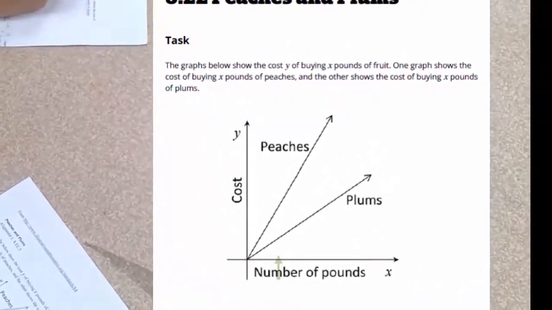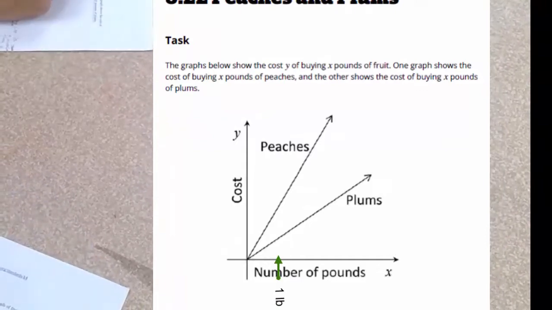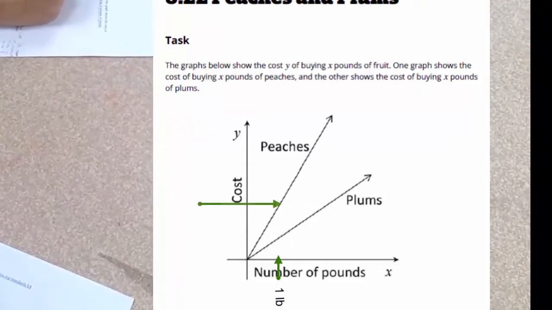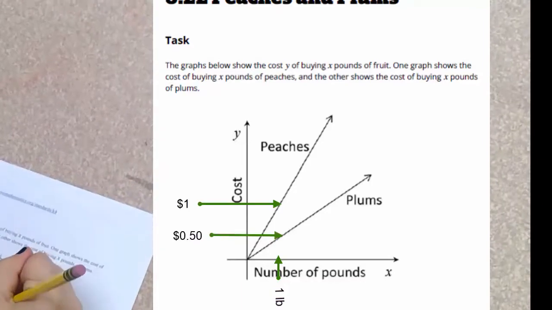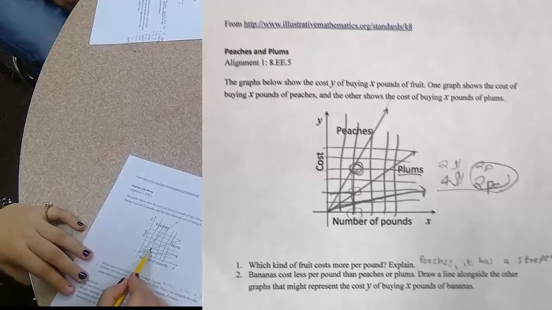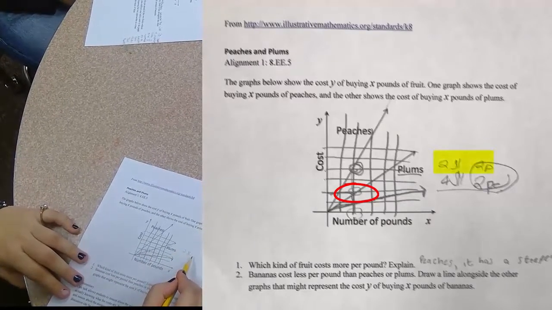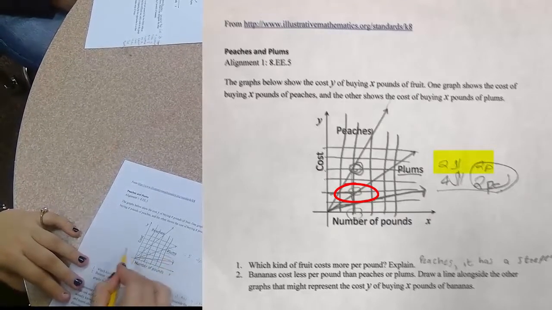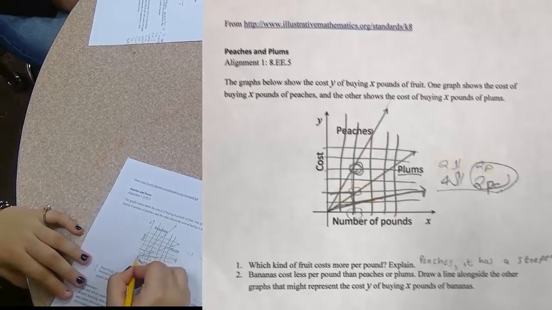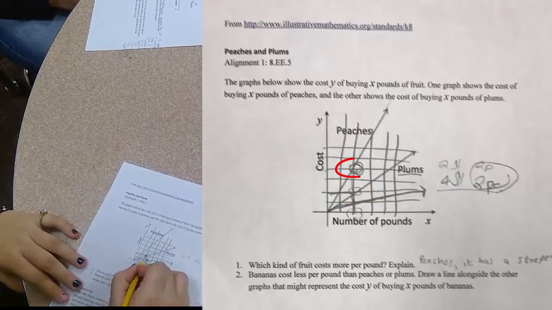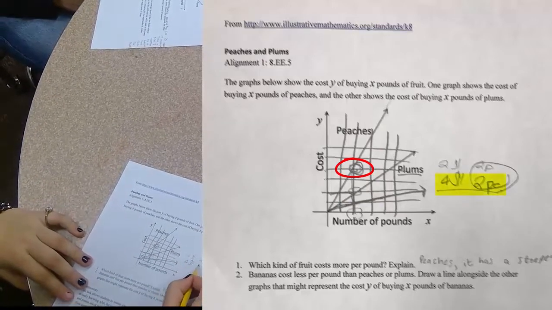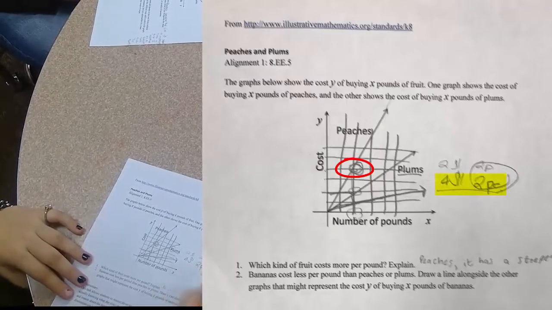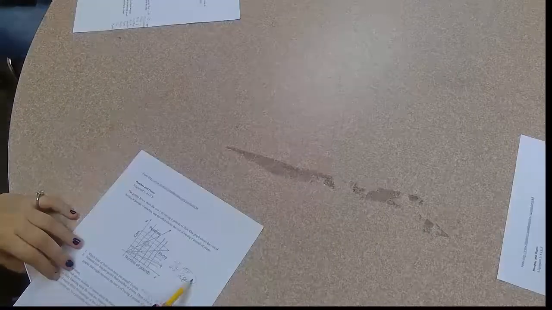So like if this was 1 pound, wait, what is x again? Okay, if this is a pound and then this is $1, it's going to be half $1 instead of $1. That makes sense. If we're going to do 2 pounds, we're going to go up. It's going to be $2 for 2 pounds of plums, because that's where it intercepts on the line. And then if we go here and we want 2 pounds, we have to go all the way up to here where it intercepts, which is 1, 2, 3, 4. So it's going to be $4 for 2 pounds of peaches, which is $2 more for the same exact thing.